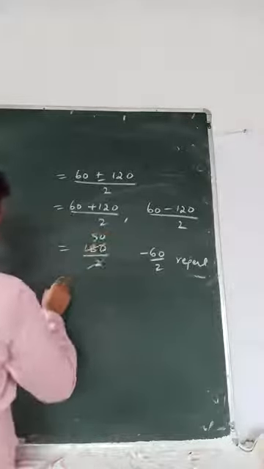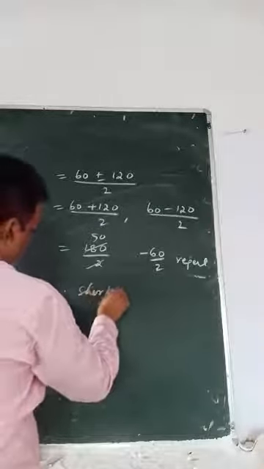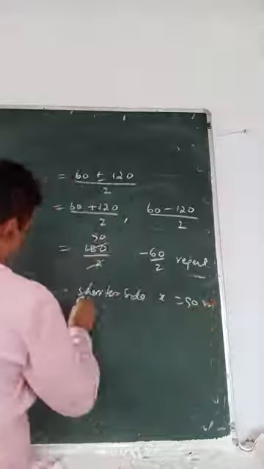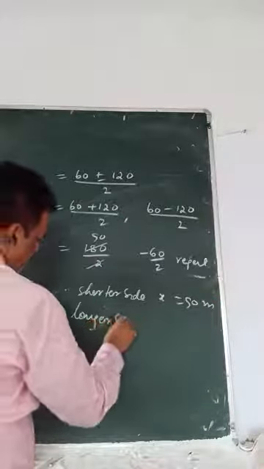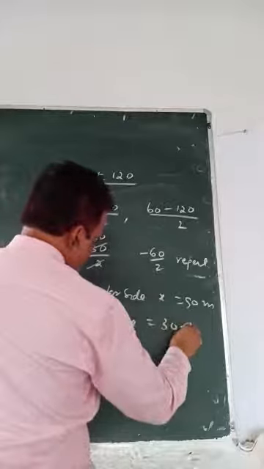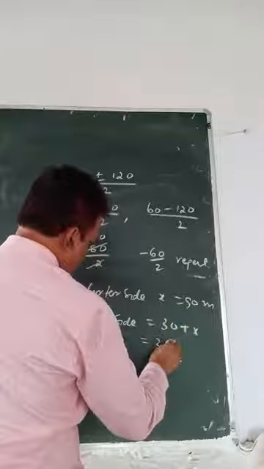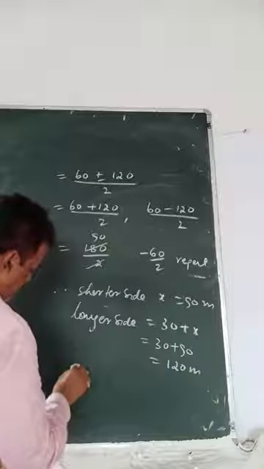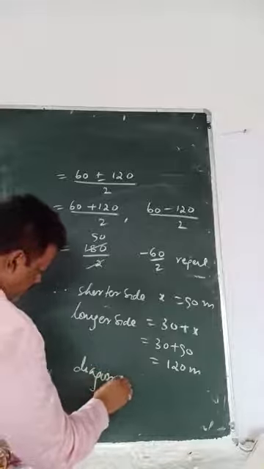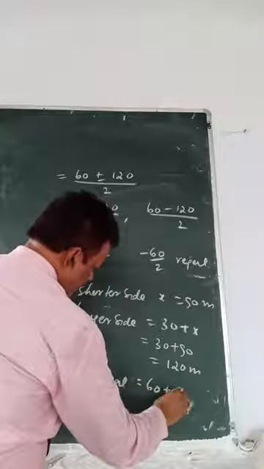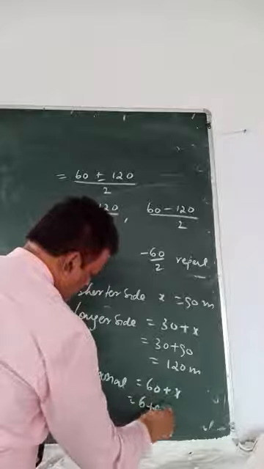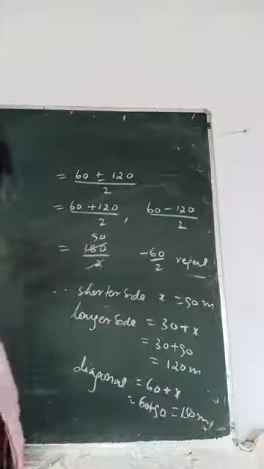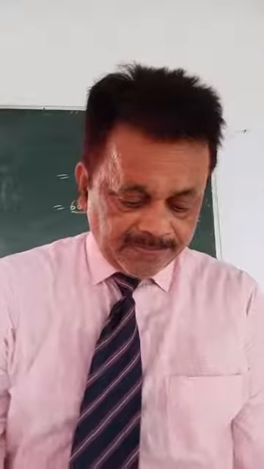So x is 90. Therefore, shorter side x is 90 meter, longer side 30 plus x, 30 plus 90, 120 meter, diagonal 60 plus x, 60 plus 90, 150 meter. So like this you have to find out. Okay, then let's take one more question.